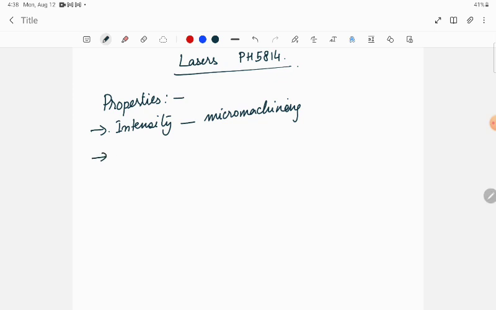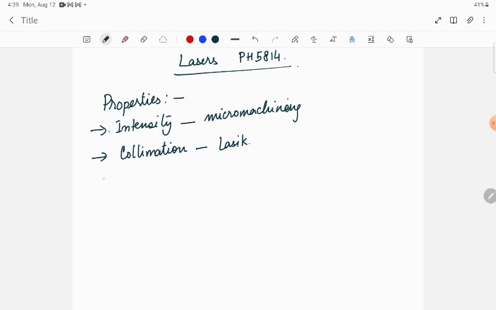The next property is of course collimation. The collimation means the beams can be very nicely collimated and focused down into a very small spot, and that is practically where the use of laser happens, like in eye surgery, in LASIK and so on, where you need a very tight spot and a very controlled intensity and to guide the light as you do the surgery.